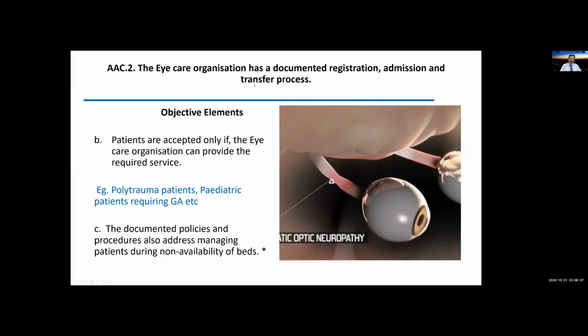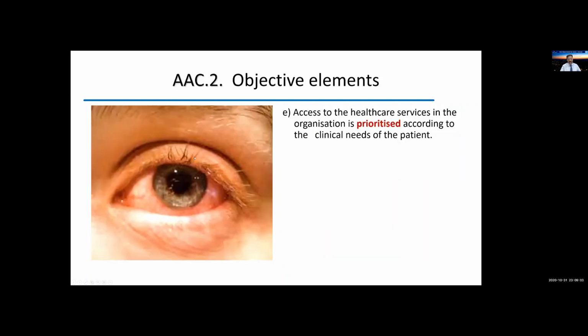The organization has a documented registration, admission, and transfer process. So you can accept only if you can provide the required service, particularly polytrauma patients or pediatric patients requiring general anesthesia and post-anesthesia care. Some of the hospitals may not have the required facility. In that case, you have to refer them to the organizations where they have the required facilities. And you also need to have a system for how to transfer patients during non-availability of blood.